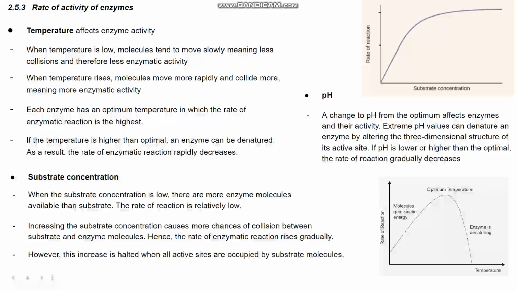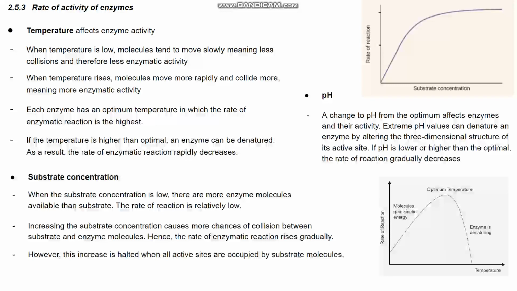Substrate concentration. When the substrate concentration is low, there are more enzyme molecules available than substrate. The rate of reaction is relatively low because of this. Increasing the substrate concentration causes more chances of collision between substrate and enzyme molecules. Hence, the rate of enzymatic reaction rises gradually. However, this increase is halted when all active sites are occupied by substrate molecules.